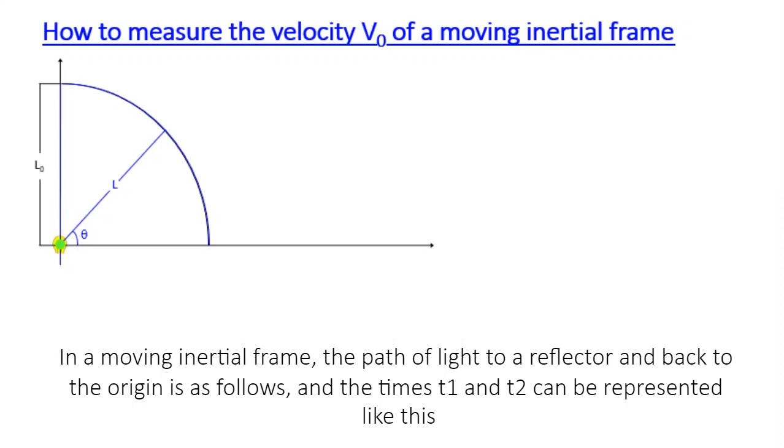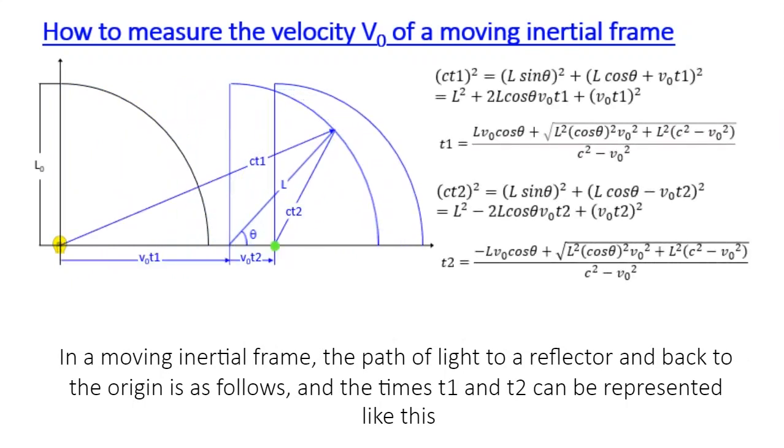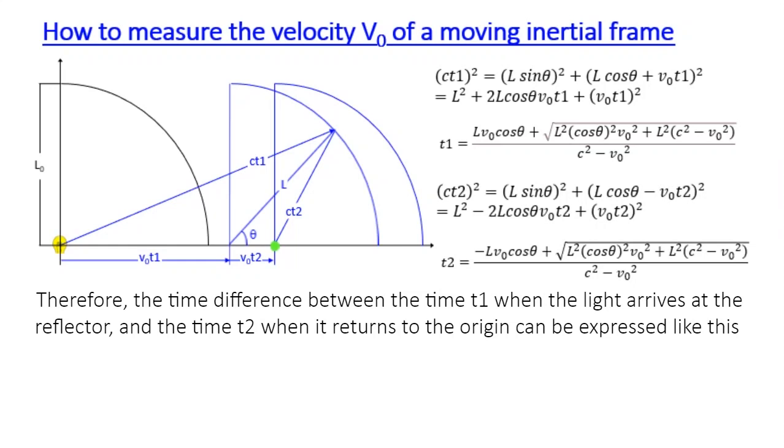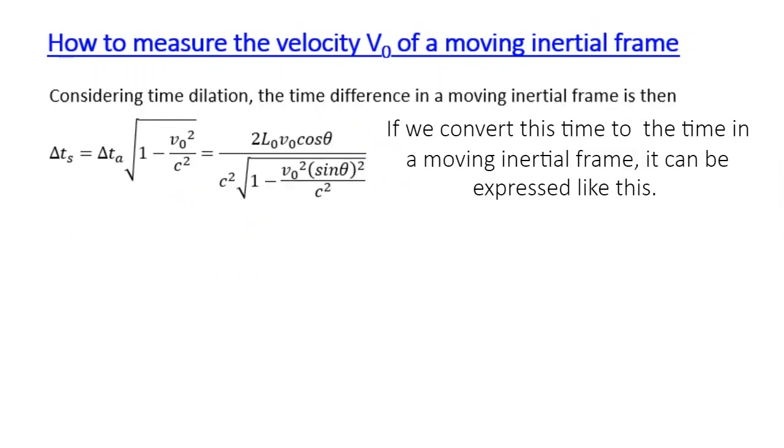In a moving inertial frame, the path of light to a reflector, and back to the origin is as follows, and the times t1 and t2 can be represented like this. Therefore, the time difference between the time t1 when the light arrives at the reflector, and the time t2 when it returns to the origin, can be expressed like this. If we convert this time to the time in a moving inertial frame, it can be expressed like this.